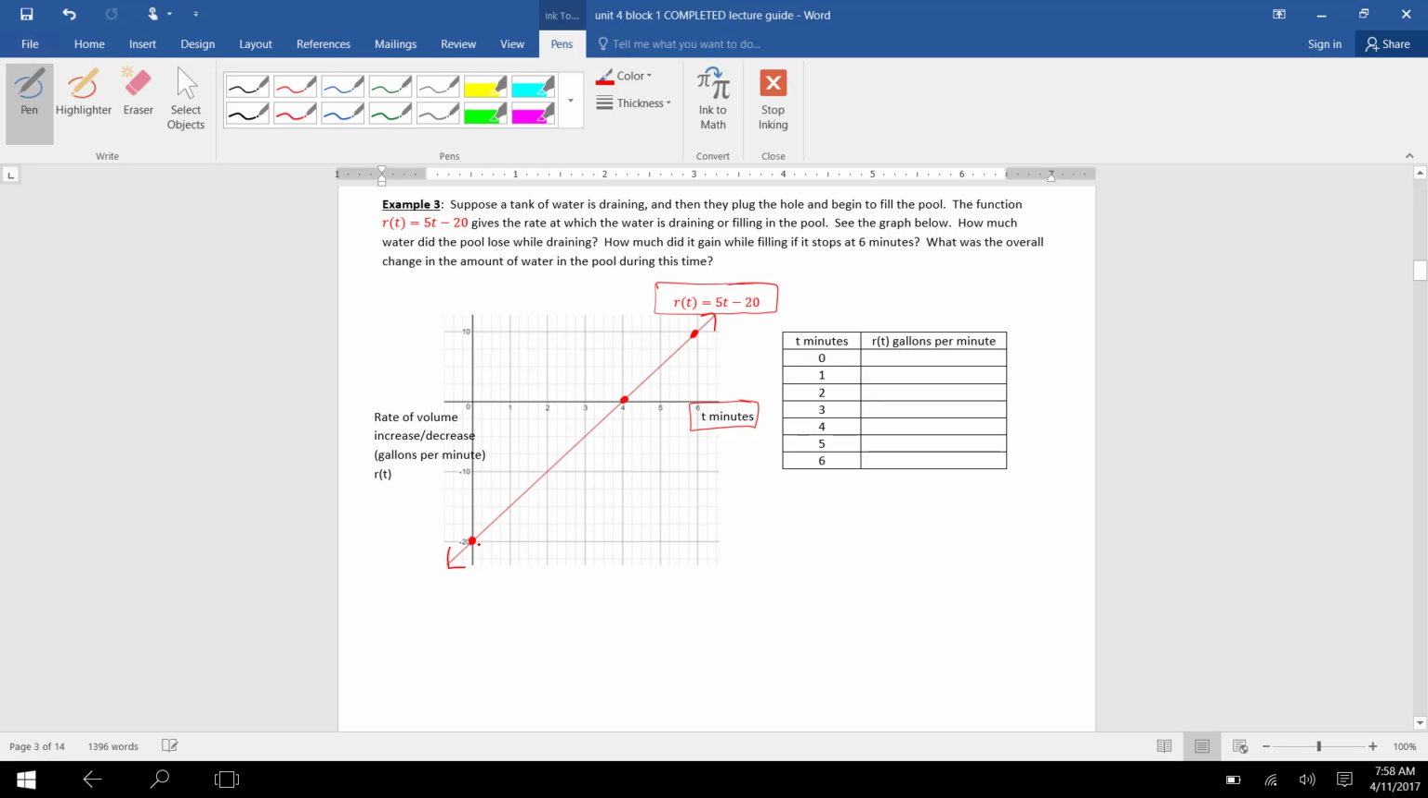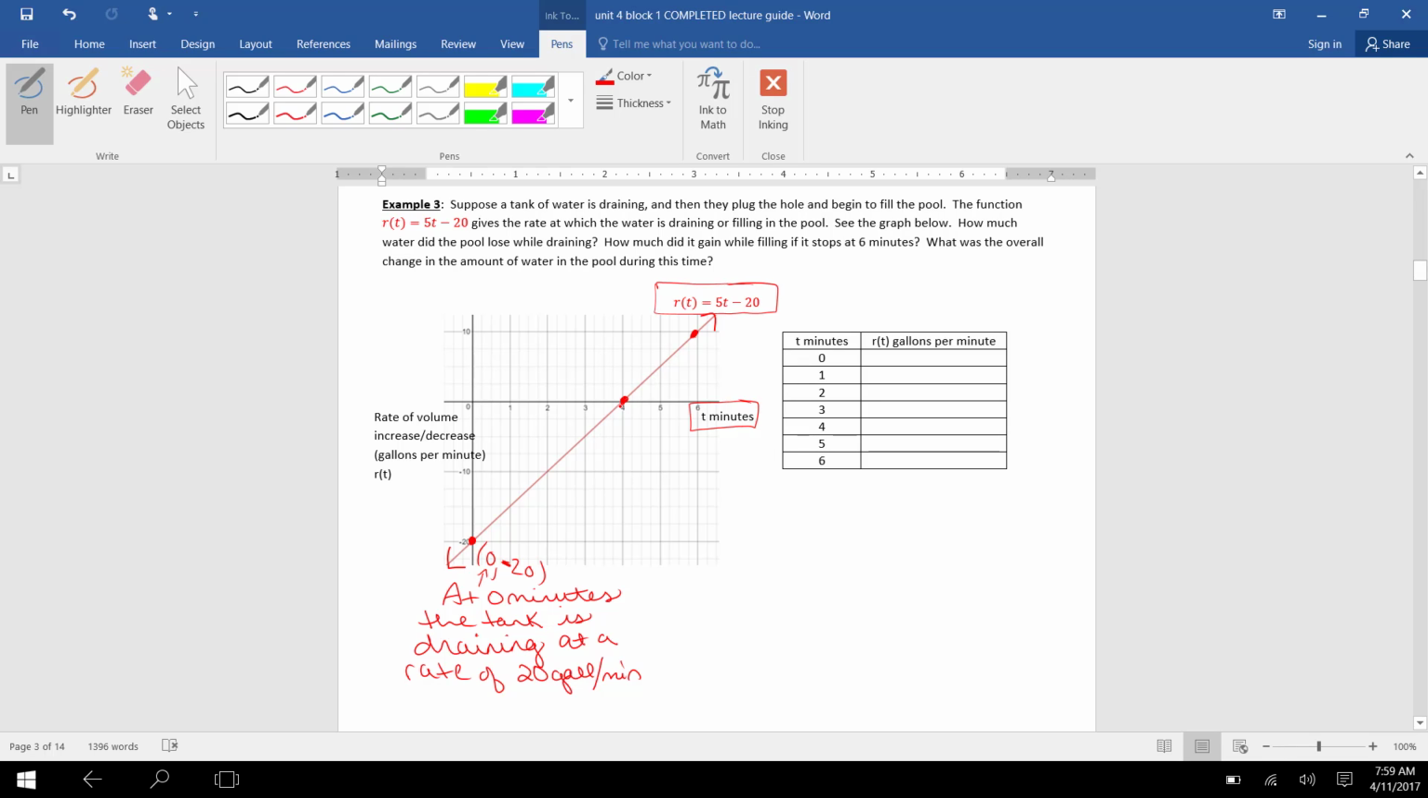So, for example, the y-intercept of this graph would be (0, -20), and that would mean at 0 minutes, the tank is draining at a rate of 20 gallons per minute. The negative is indicating that the tank is draining. The volume is decreasing.